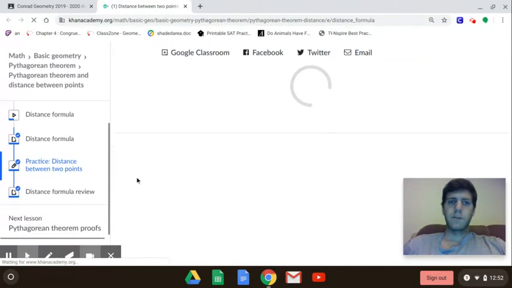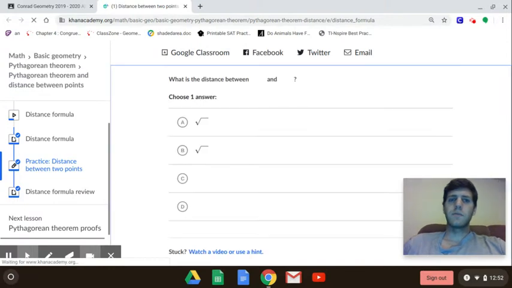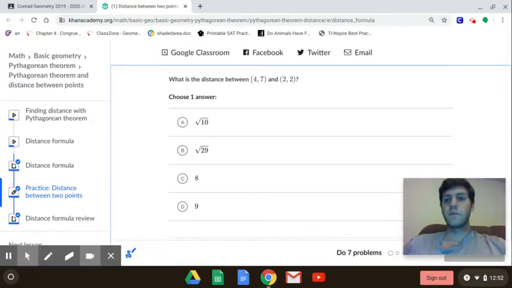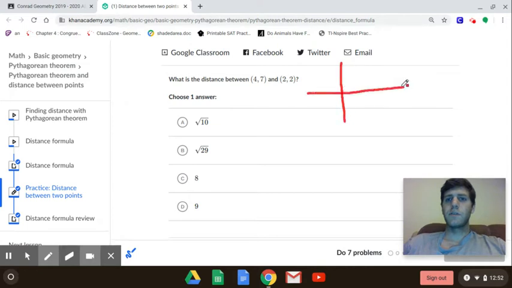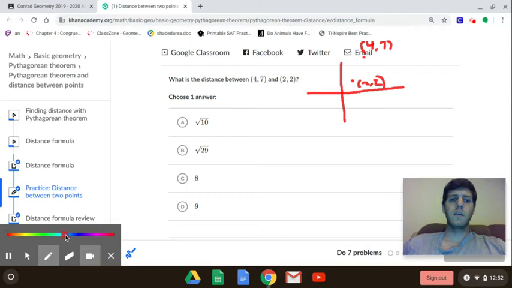All right, so we want to find the distance between 2 points, and we're going to use the Pythagorean theorem to do so. You could also use the distance formula, but we're just going to use the Pythagorean theorem. So here, if you have a chart, you're going to have a point 2, 2. You're going to have a point 4, 7. Okay, and we want to draw a right triangle.